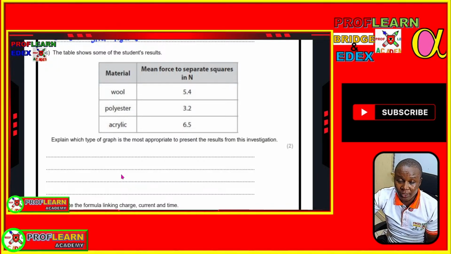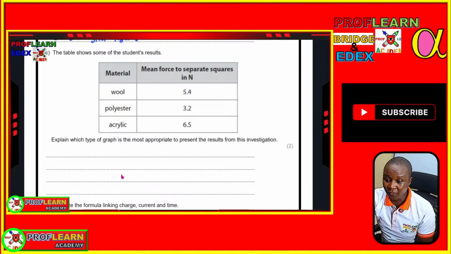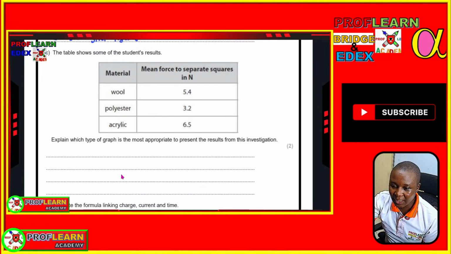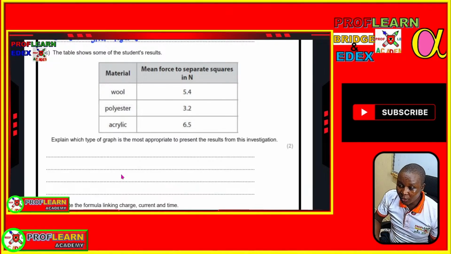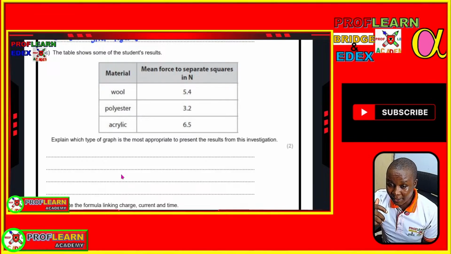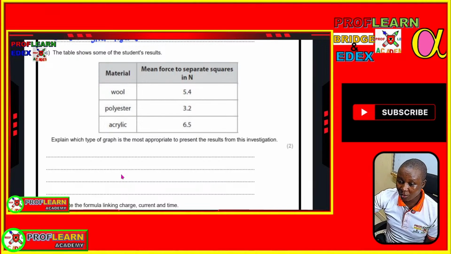So this is another question that you may be asked, and you need to identify: are you having discrete data or are you having continuous data? If you are having discrete data or non-continuous data, you are going to use bar graphs or bar charts. But if you have continuous data, you are going to use a graph which we call a line graph. So that is what you consider whenever you are supposed to answer that question.